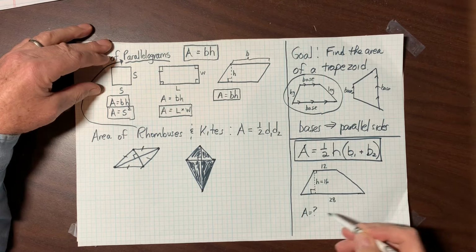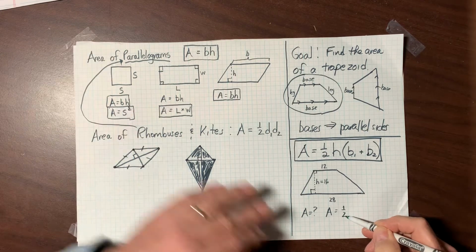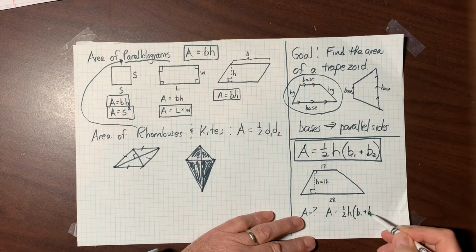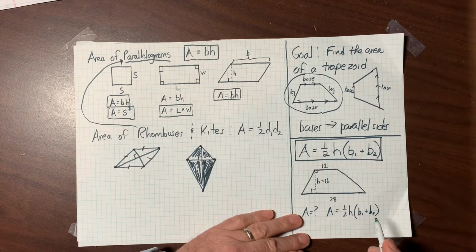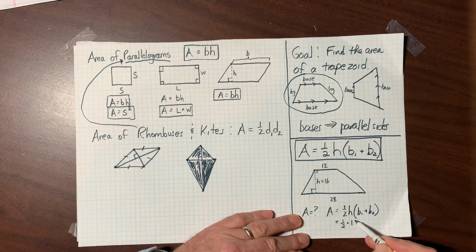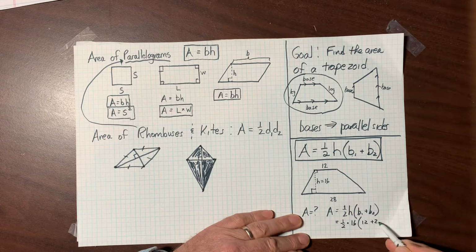Well, we got a formula. Area equals 1/2 times the height times the sum of the bases, B sub 1 plus B sub 2. This problem is probably the easiest trapezoid area problem you'll ever get because you are given all three of the values you need for your formula. So when you just take those values and put them in, you're going to have 1/2 times 16, and then in parentheses, you're going to have 12 plus 28.